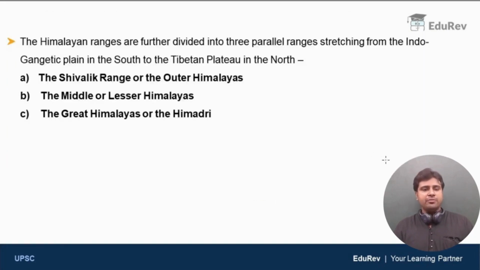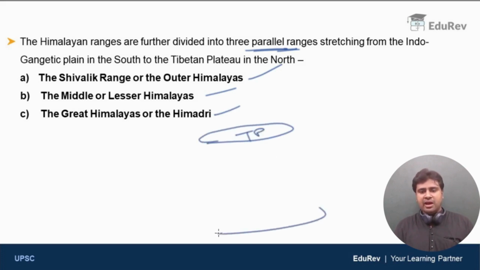So let me just continue now. The Himalayan ranges are further divided into three parallel ranges, stretching from the Indo-Gangetic Plain in the south to the Tibetan Plateau in the north. So you have the Shivalik range or the Outer Himalayas, the Middle or Lesser Himalayas, and the Great Himalayas or the Himadri. Let me explain this. In the north you have the Tibetan Plateau, and in the south you have the Indo-Gangetic Plain.